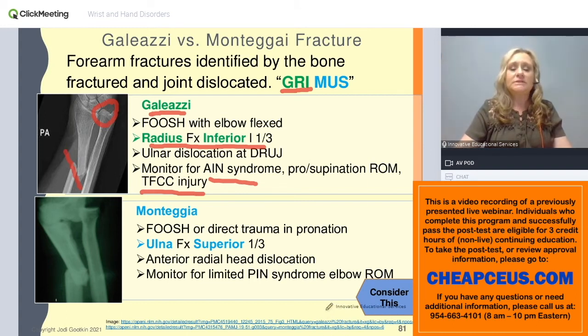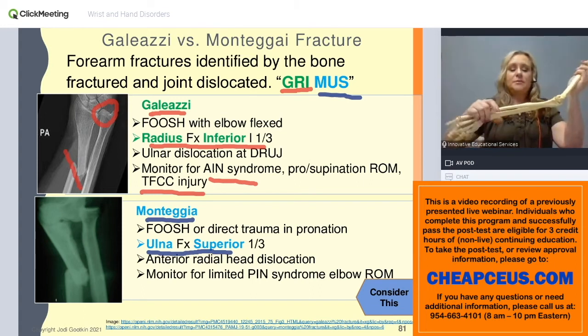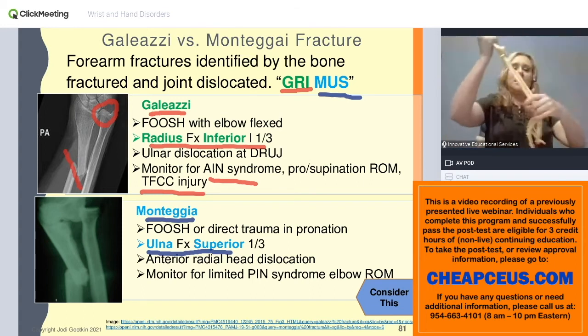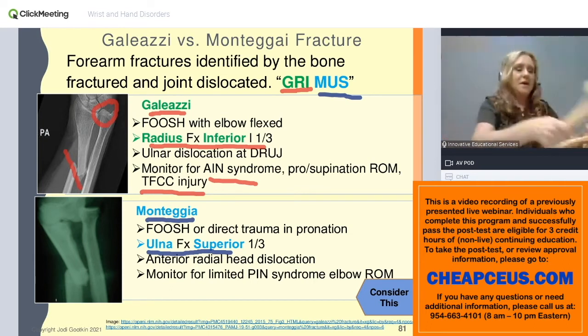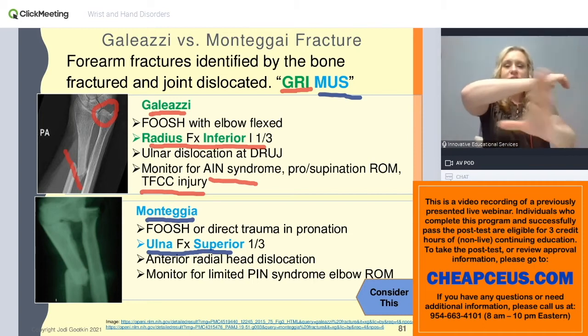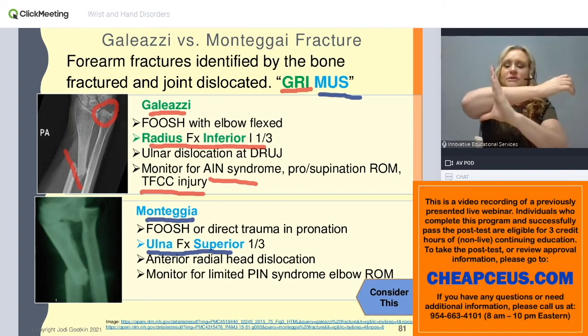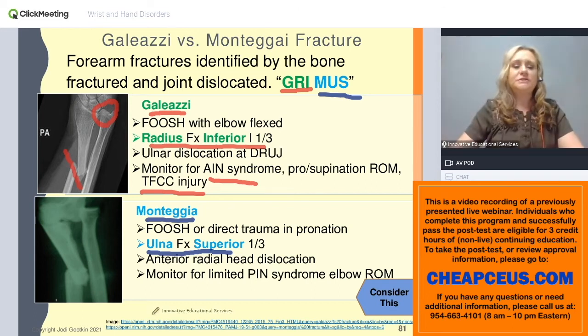Next is our Monteggia fracture. The Monteggia fracture is going to be a fracture of the superior portion of the ulna. This is a patient who might be in a pronated, elbow flexed type of position. When we're in this position, if there's a trauma that occurs in this direction, right to that ulna, they're likely to sustain a more proximal fracture, like on the left hand here, of that superior location.